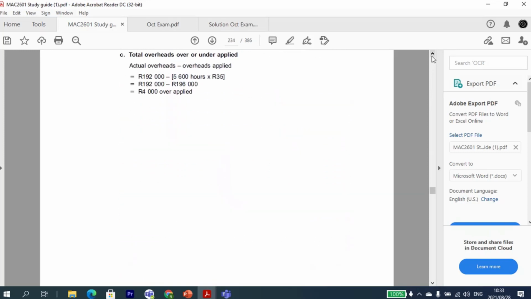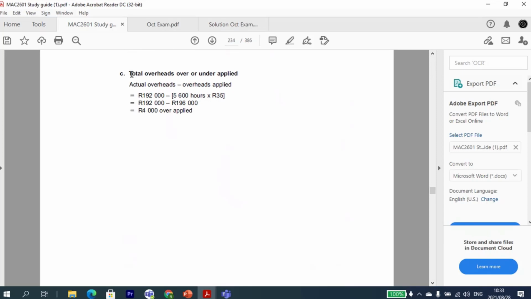Yeah, and then after they ask you to get your total over and under applied, it's always the same. You get your actual overheads and then you minus your overheads applied. And then you can see from here that we over applied. Why? Because your estimated overheads are more than your actual overheads.